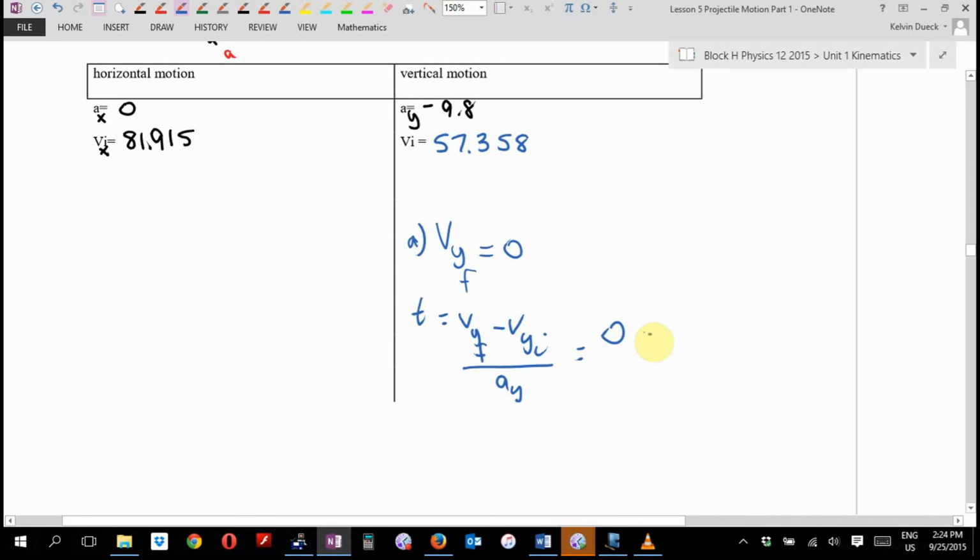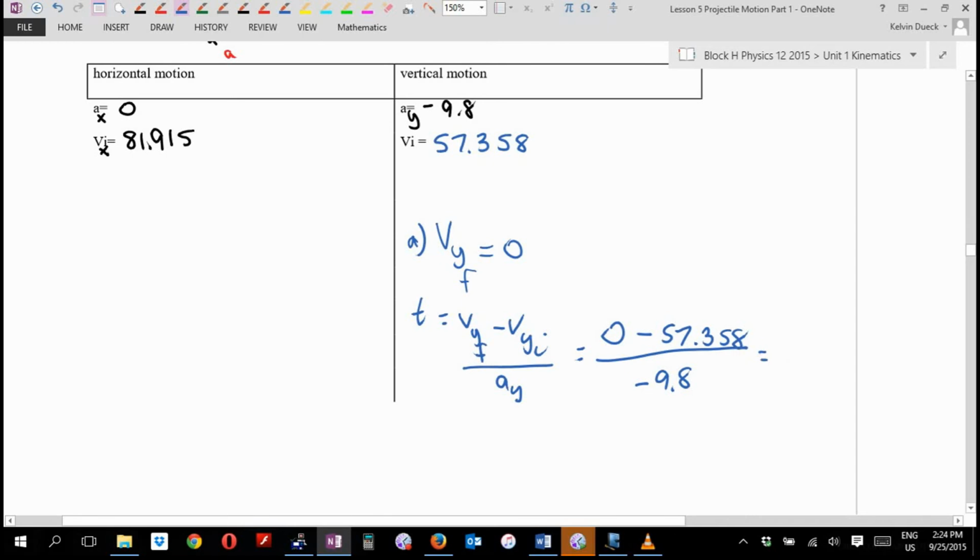0 minus 57.358. Uh-oh, am I going to get a negative answer? I don't want to. Divided by negative. I'm going to get a negative divided by negative. Time stays positive. Whew. And I like that the negatives cancel, because it suggests the universe is okay with my physics, since I know time is supposed to be positive.